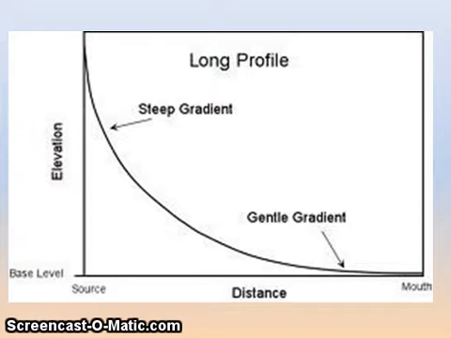for erosion. As we head down along the long profile of the river, the slope becomes shallower. This means that the river has less energy to carry out erosion, so while erosion may be dominant in the upper course, up here where there's a steep gradient, as we get lower down, transportation and then deposition become much more prevalent.